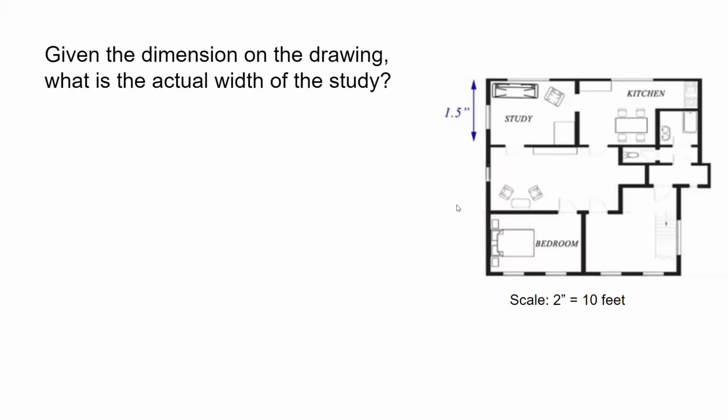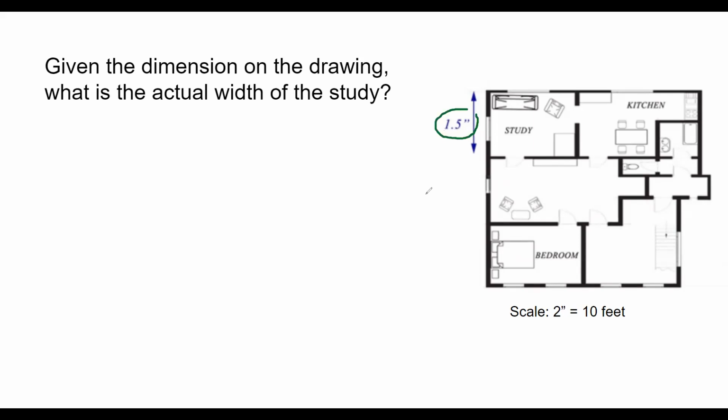Given the dimension on the drawing, what is the actual width of the study? So we have the same house here, but now we're being given the width of the study as 1.5 inches, and we have our scale down here. Scale 2 inches equals 10 feet. Okay, so let's set up our scale again as a ratio. This time I'm going to do it the other way, just to show you that it doesn't matter. We can put feet on the top. 10 feet to 2 inches.